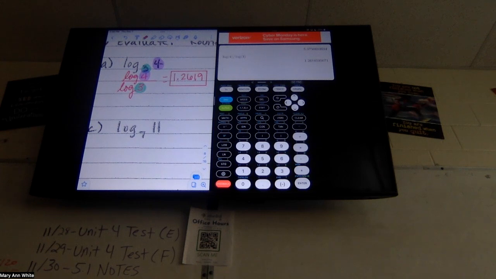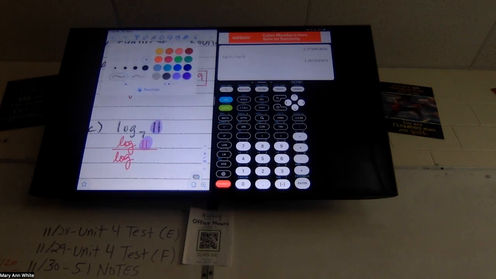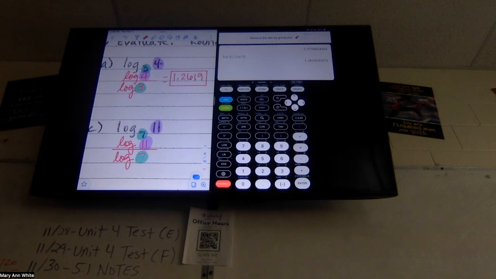All right, let's do the next one. We're gonna do our fraction again. Log of what over log of what? Which one goes on top? Which one goes on bottom? 11 on top. And then what goes on bottom? 7. The base goes on the bottom. That's what I remember. Base goes on bottom and then the other number goes on top. So I'm going to say log of 11 divided by log of 7.